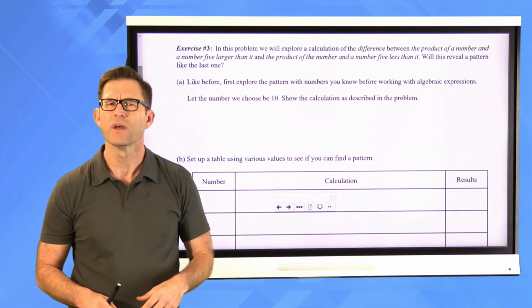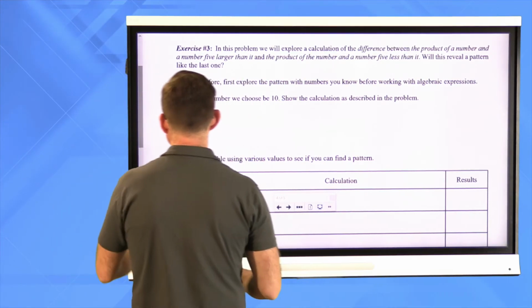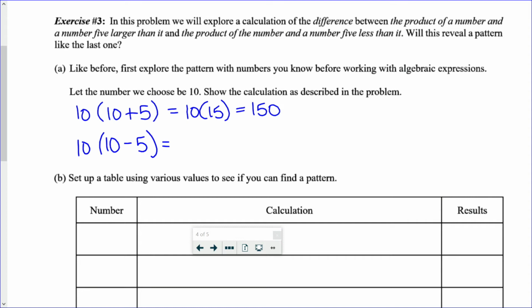All right, well first, we've got this difference, so it's a subtraction, but let's worry about that a little bit later. The first thing we've got is the product of the number and a number 5 larger than it, and that's going to be 10 times 15, and that's 150. Then we've got the product of the number and a number 5 less than it. So that's going to be 10 times 5, and that's 50. And then we're going to find the difference between those two, and that's going to be 150 minus 50, and that's going to be 100.